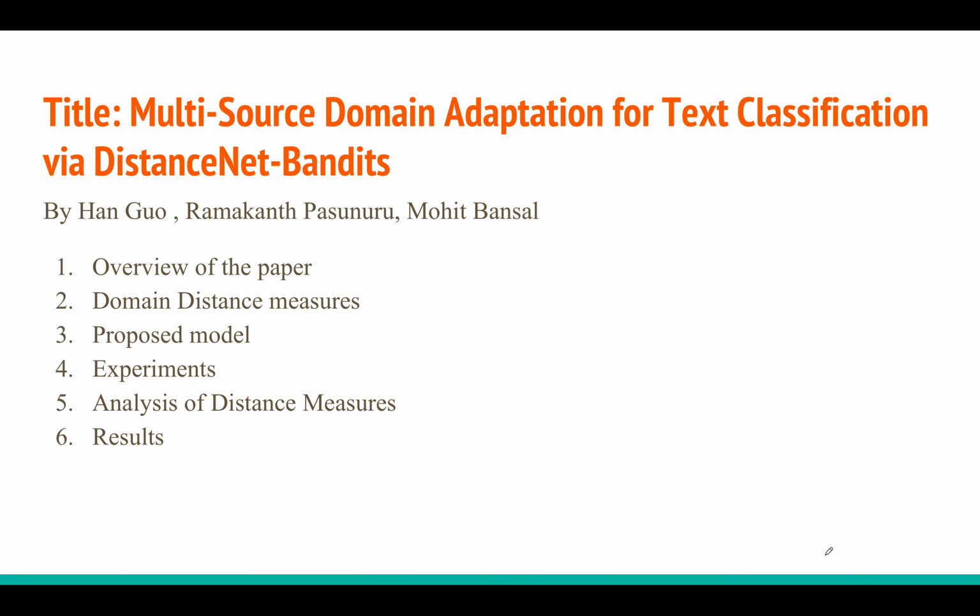Today I am going to explain one very recent paper which was released to arXiv around 4 days back, called Multi-Source Domain Adaptation for Text Classification via DistanceNet-Bandits. As you can see from the title, this is an NLP paper, basically a sentiment classification paper, but the concept is different. You may think sentiment classification is a very well-known problem, but the reason why they are doing this domain adaptation is very interesting, and that's why I chose to do a tutorial of this paper.